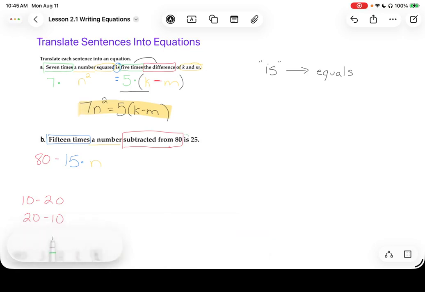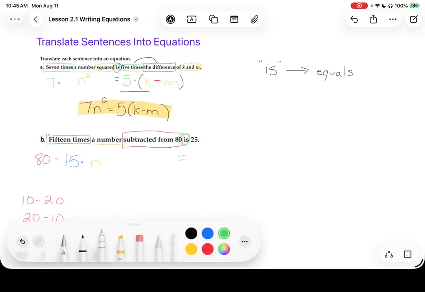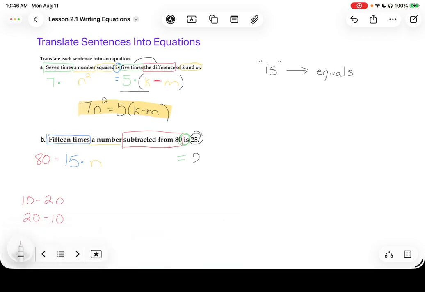Okay, here's our buddy is. That's where our equal sign goes. And then of course on the end, that's pretty simple. It's just 25. See, what color have I not used yet? I think I've used all the colors. Let's just use black. It's 25. And so our entire expression here is 80 minus 15n equals 25. And now we have translated our English sentence into an equation.